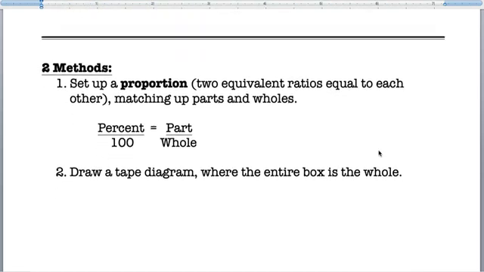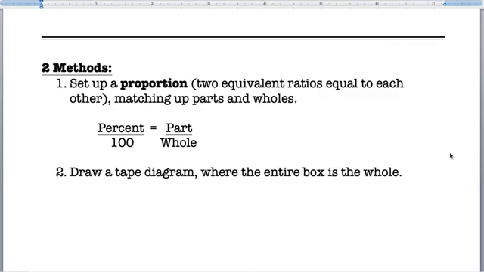Overall, when you're solving percent problems, there are two main methods. The first method is to set up a proportion, and the second method is to draw a tape diagram. So we'll be going over both of those methods. Now would be a good time for you to pause the video and jot this down.